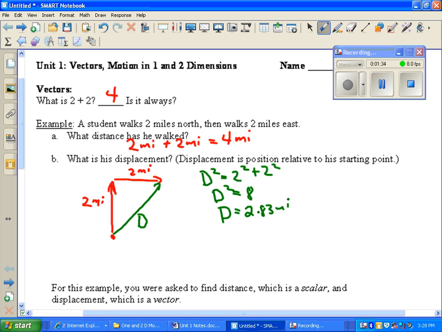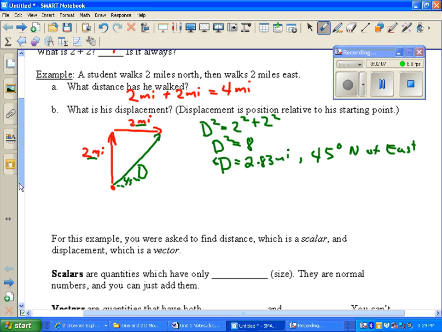And if I want to know his position relative to his starting point, I also have to say what direction he is relative to his starting point. Now this one's pretty easy. Since these two sides are the same length, I know that this is a 45-degree angle here. Okay? So I could say that he is at 45 degrees north of east. My reference for that then is this dotted line going east, and he's 45 degrees north of that. So this is his displacement.